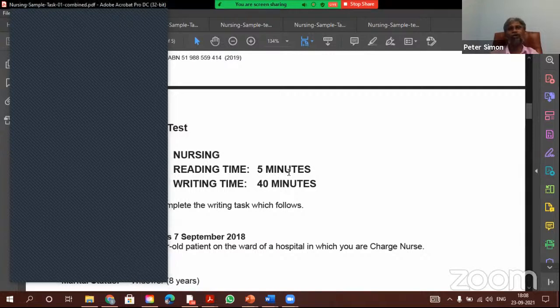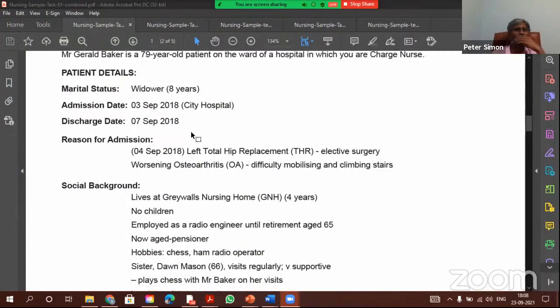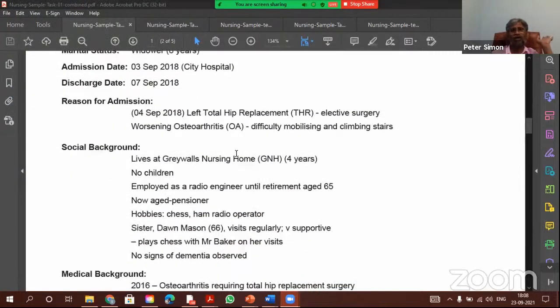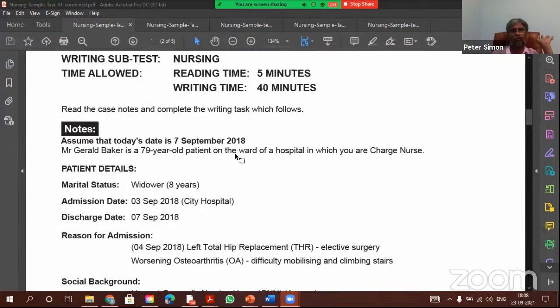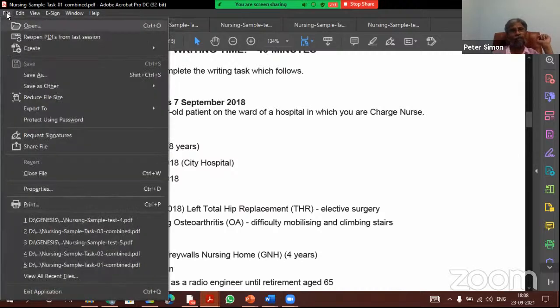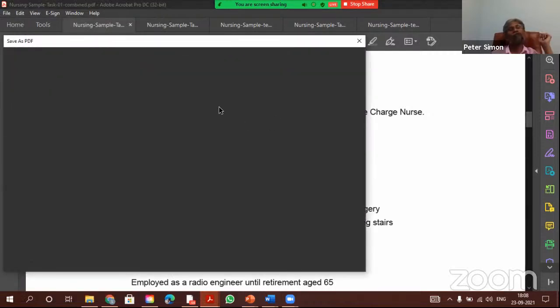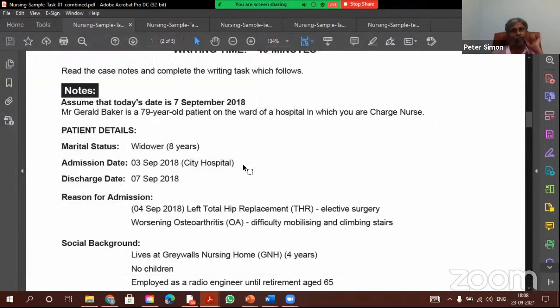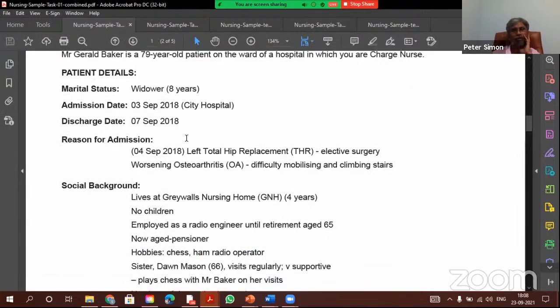Fine. So, this is one case notes. This is one case notes. So this is left total hip replacement. So file, save as. Okay. Now, left total hip replacement.